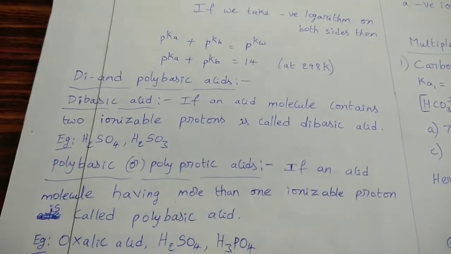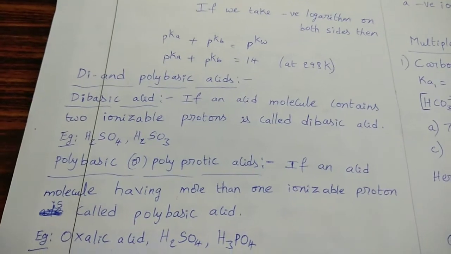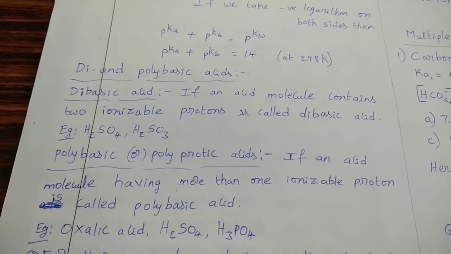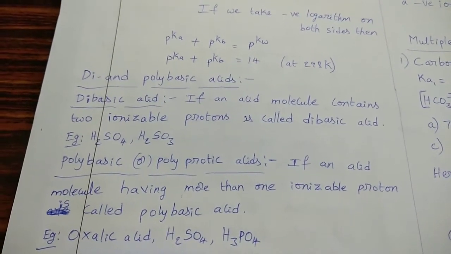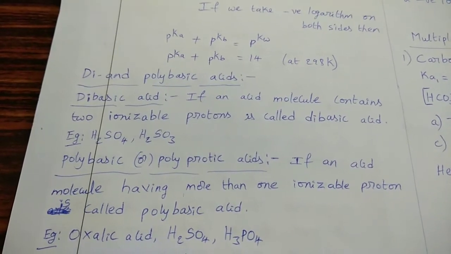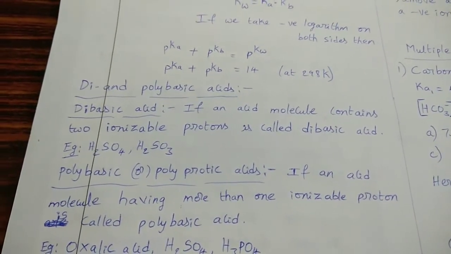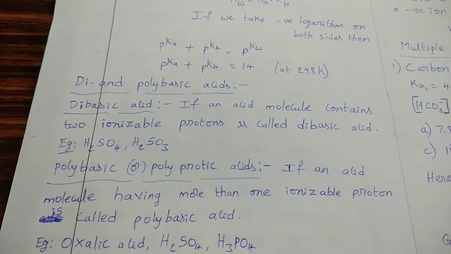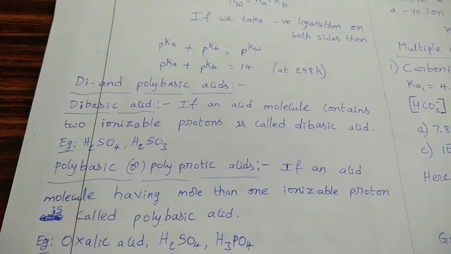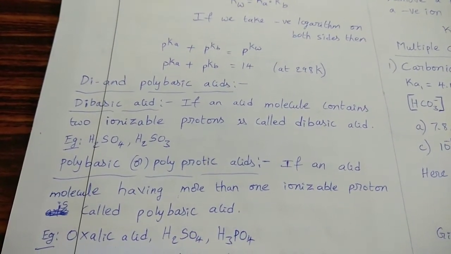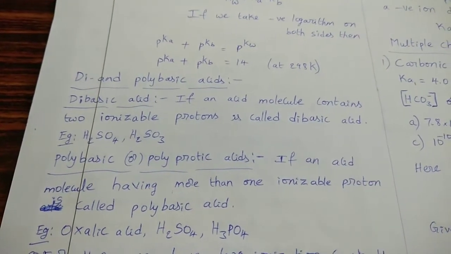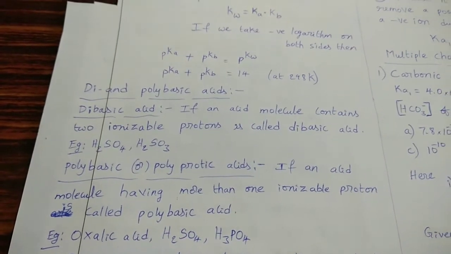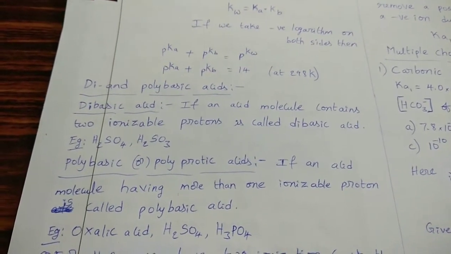Next, polybasic or polyprotic acid. If an acid molecule has more than one ionizable proton, it is called a polybasic acid. An acid produces more than one proton, that means 2, 3, 4, whatever it is. More than one H plus ion is produced from one molecule of the acid. Those are called polybasic or polyprotic acids. Example oxalic acid, formula COOH twice. It can produce two H plus ions, and H2SO4, two H plus ions are produced.